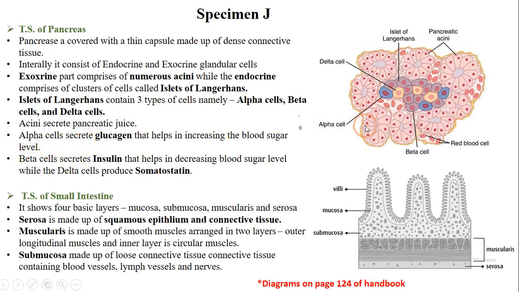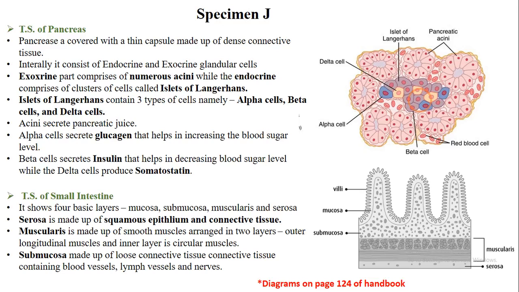Now, the alpha cell secretes glucagon, and this helps in increasing the blood sugar level. The beta cell releases a hormone called insulin, and this hormone helps in decreasing the blood sugar level. And the delta cell produces somatostatin. Somatostatin is a hormone which will restrict the growth or restrict the secretion of any other hormone.